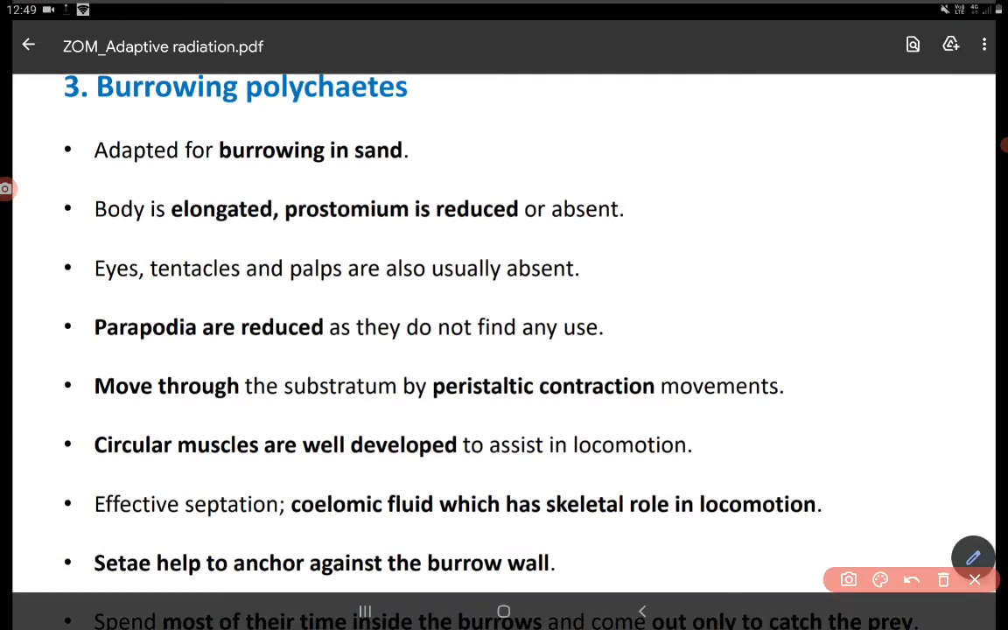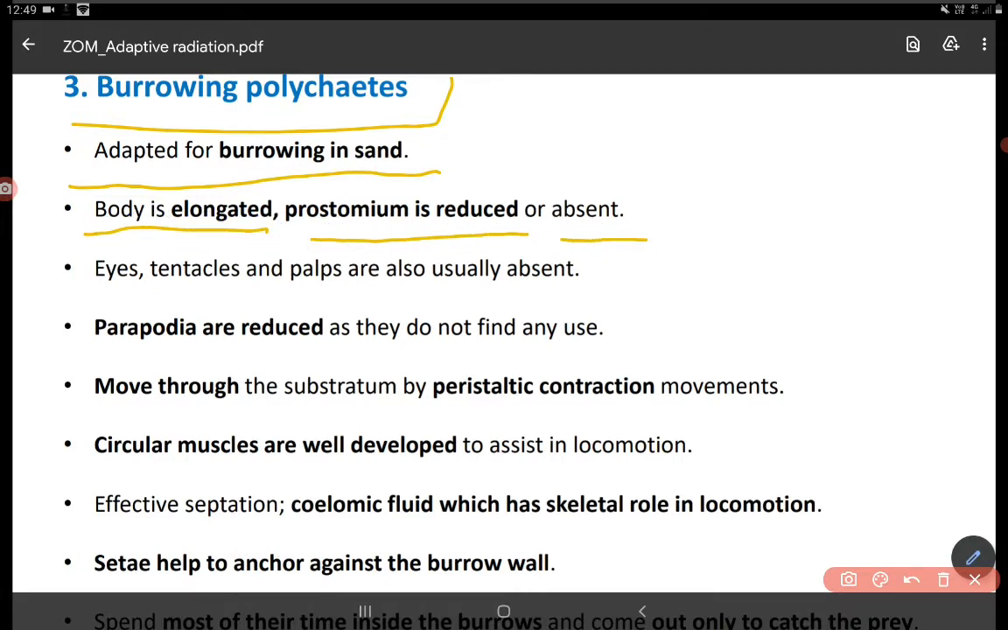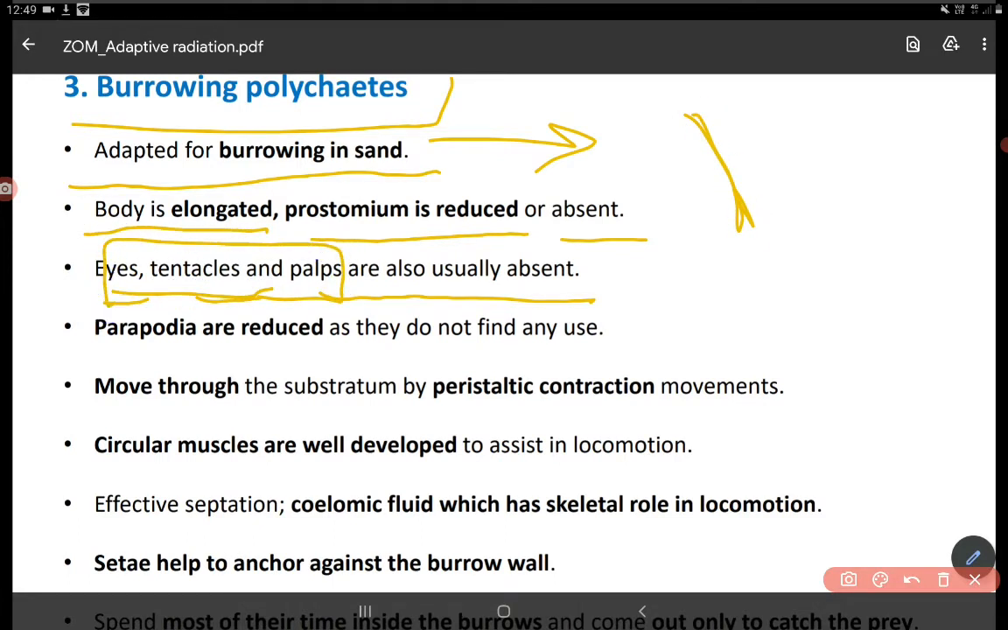The burrowing polychaetes. These are those polychaetes that burrow themselves, adapted for burrowing in sand. The body is elongated, and the prostomium is reduced or absent. Eyes, tentacles, and palps are also usually absent. Of course, if they are burrowed in sand, they no longer need eyes, tentacles, or palps for their day-to-day sensory requirements. The parapodia are reduced too, as they are burrowed all the time and do not find any use for them in locomotion.